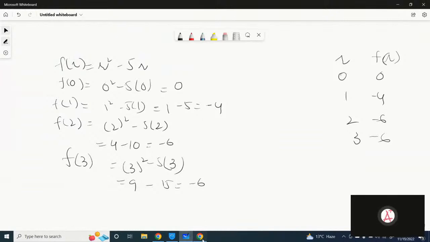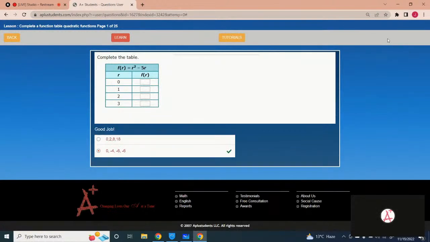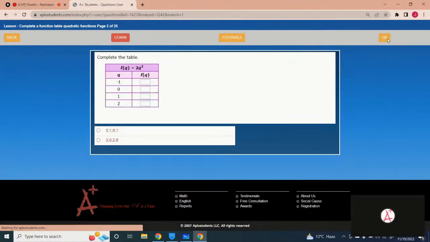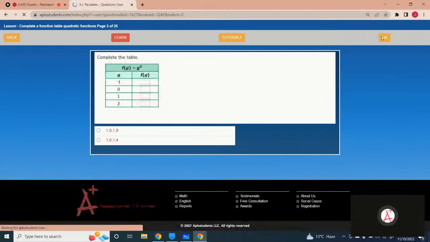So which option is the correct one? Option number 2 is the correct option. Got it? Okay, the next one is 2q square. So it would be the second option. Got it? The second option is the correct one. You have to do the same thing like I am doing for the questions.